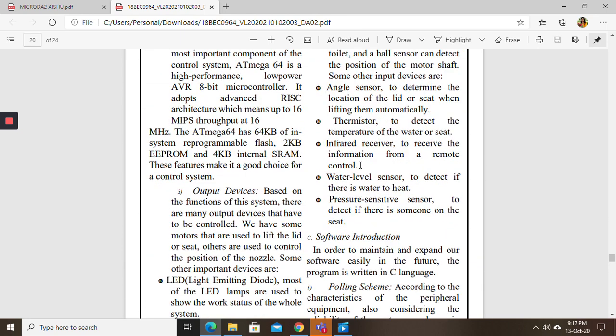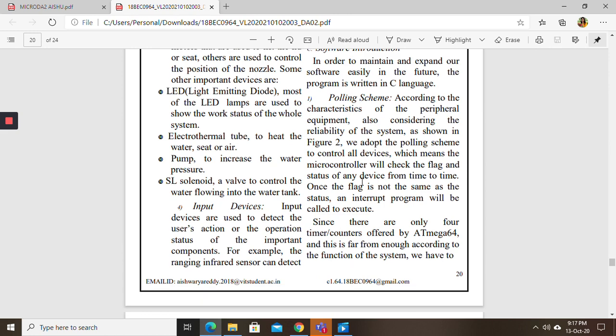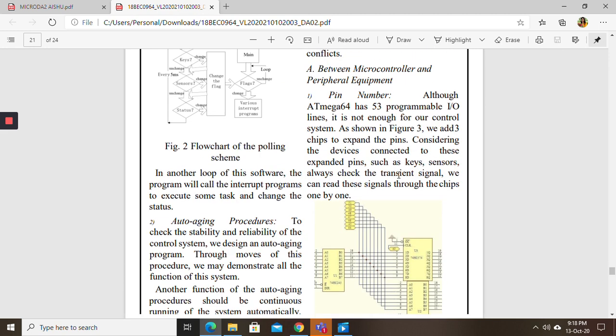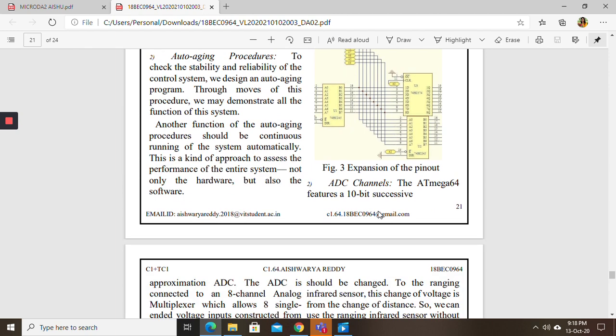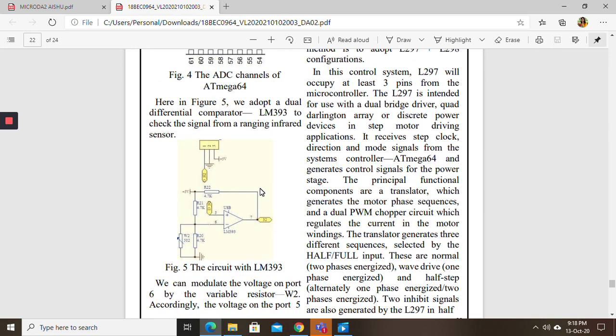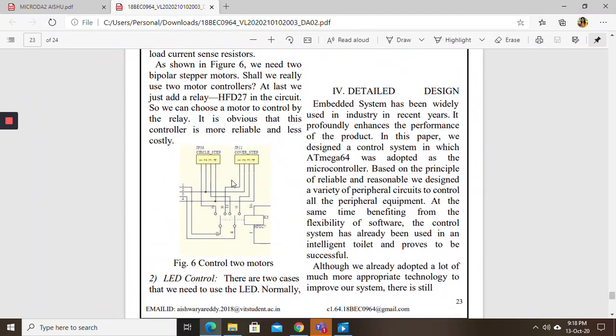Next, these are the points on output by LED. Software interaction, the software they used in this paper. This is the polling scheme, and this is the flowchart of the polling scheme. Between a microcontroller and peripheral, the pin number configuration. The ADC channel of the ATmega64, and the circuit with LM393.